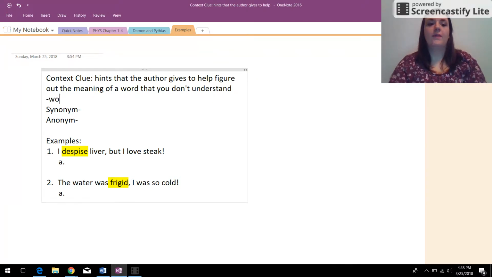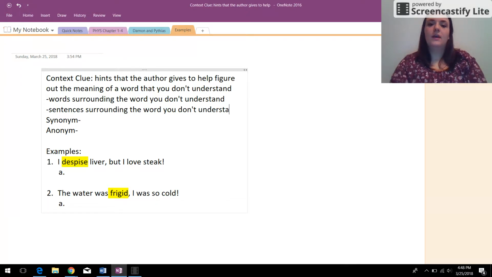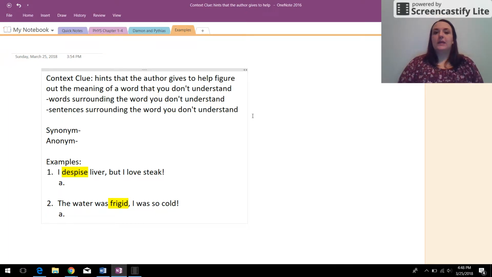You need to look at the words surrounding the word you don't understand. And then you need to look at the sentences surrounding the word you don't understand. This helps because oftentimes the hints that the author's giving are in those surrounding words, the words within the sentence or in the sentence before or after. So you need to make sure that you go back and you analyze those words.